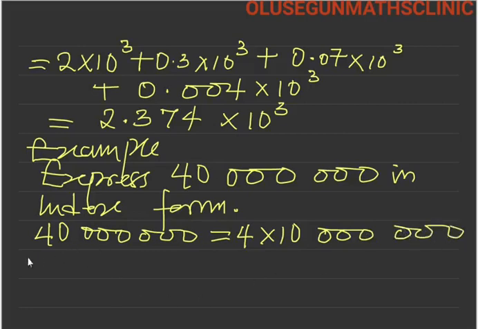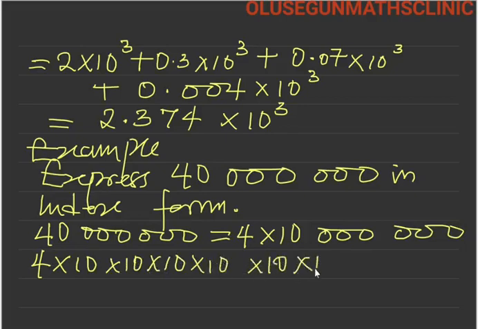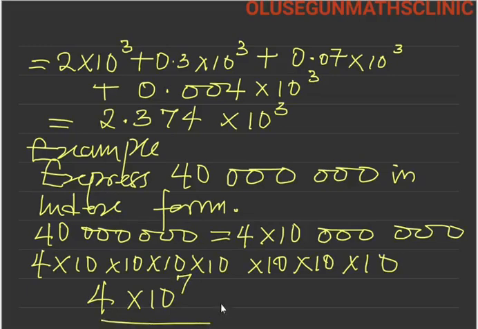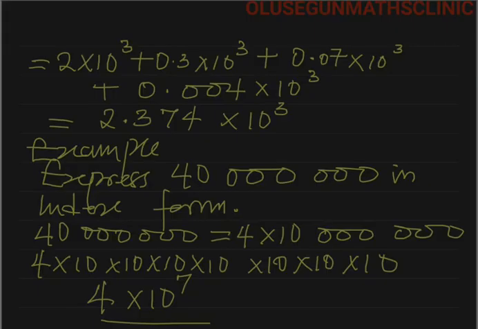So now, let's split it by 10 times 10 times 10 times 10 times 10 times 10 times 10. Let's count the number of tens that occur: 1, 2, 3, 4, 5, 6, 7. So the number of 10 that occur here is 7. So this value can also be written as 4 times 10 raised to power 7. So that is how it looks like.